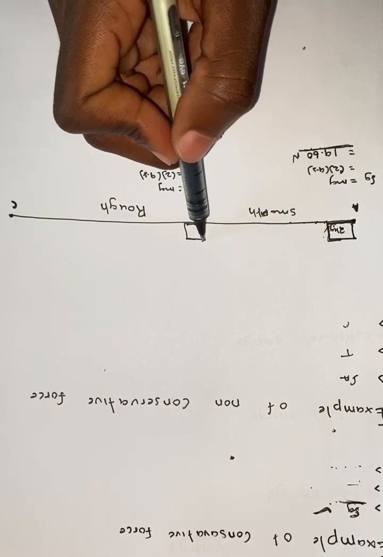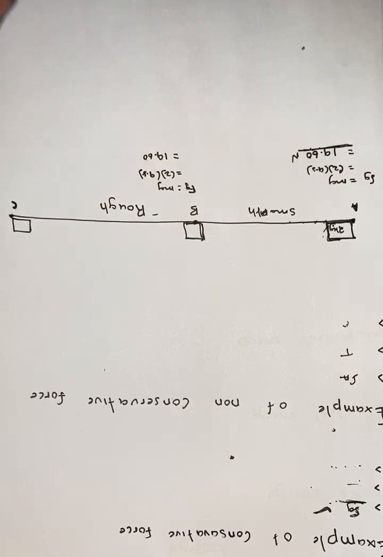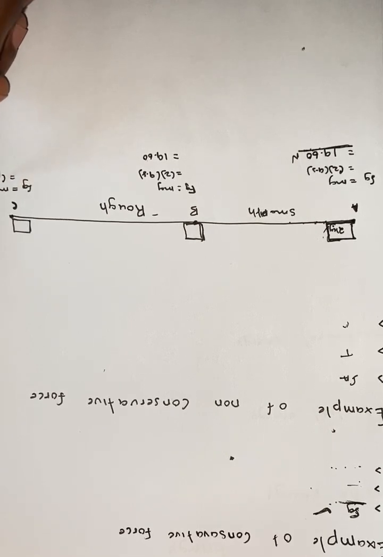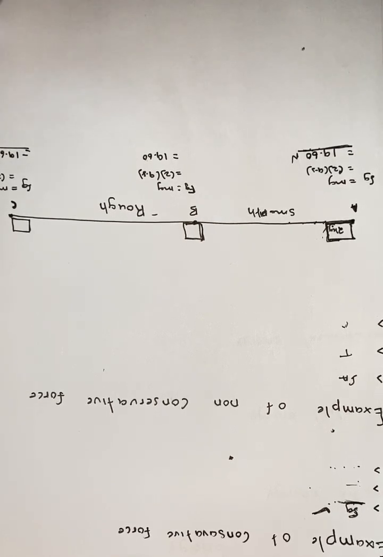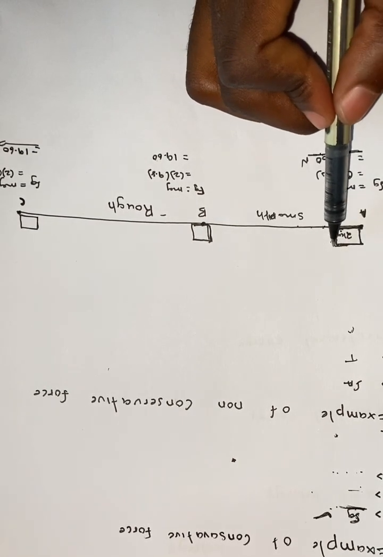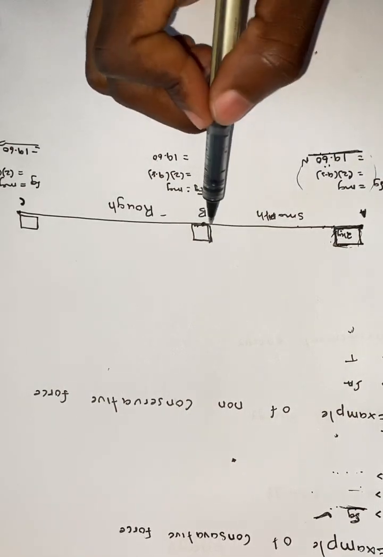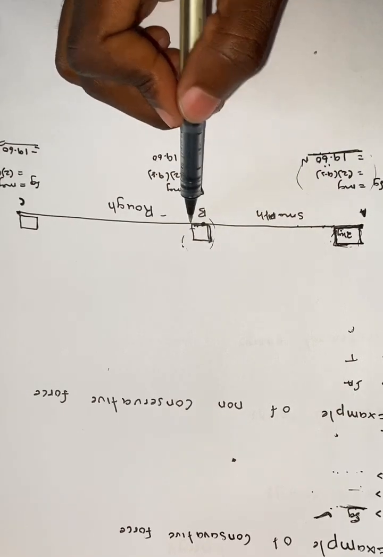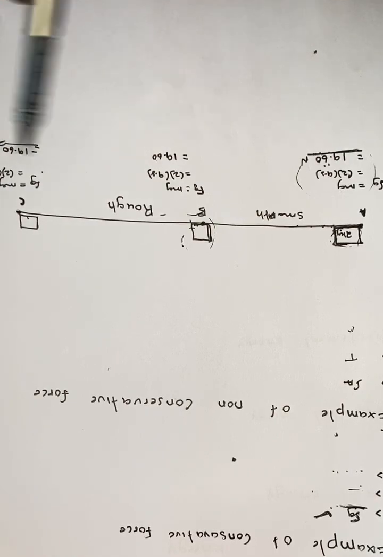Even if it moves forward through the rough horizontal surface to the point here, still Fg is equal to mg, the mass is still 2 and g is 9.8. It will still give us 19.60. What does that mean? It means that even if the object moves from point A to point B, Fg remains the same. Even if the object moves from point B to point C, which is a rough surface, still the Fg remains the same.